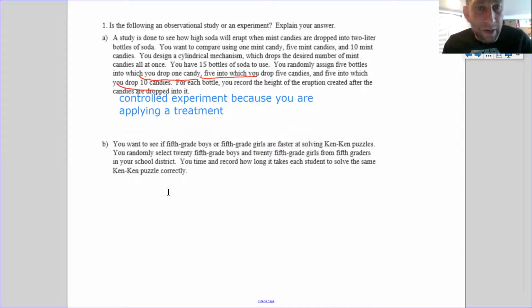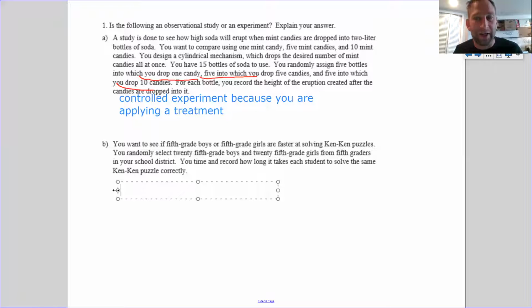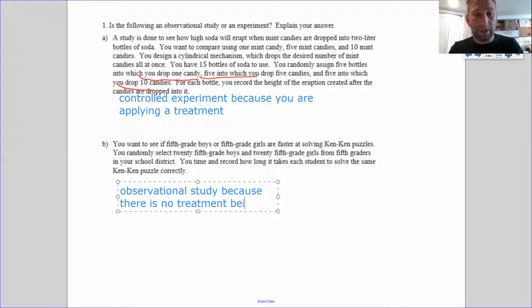You want to see if 5th grade boys or 5th grade girls are faster at solving Ken puzzles. You randomly select 20 5th grade boys and 20 5th grade girls from 5th graders in your school district. You time and record how long it takes each student to solve the same Ken puzzle. Are you applying a treatment? Are you giving these 5th graders pills to help them do these things faster, or sugar or energy drinks? No, you're just letting them do these puzzles and you're sitting back and watching. That's an observational study because there is no treatment being applied.